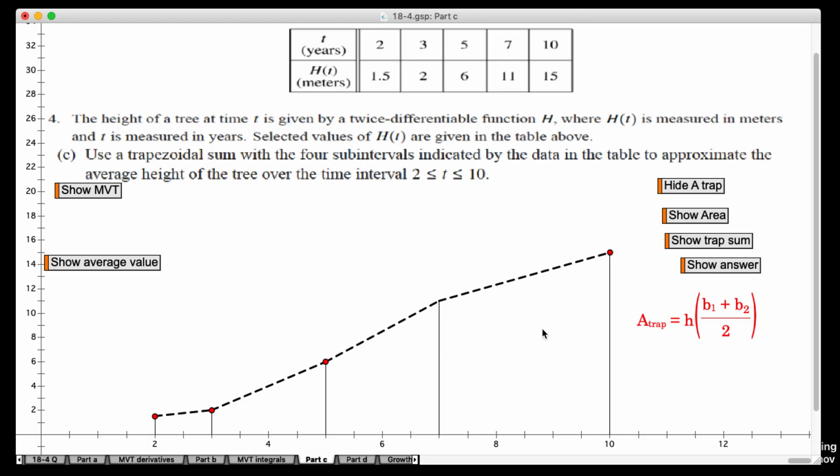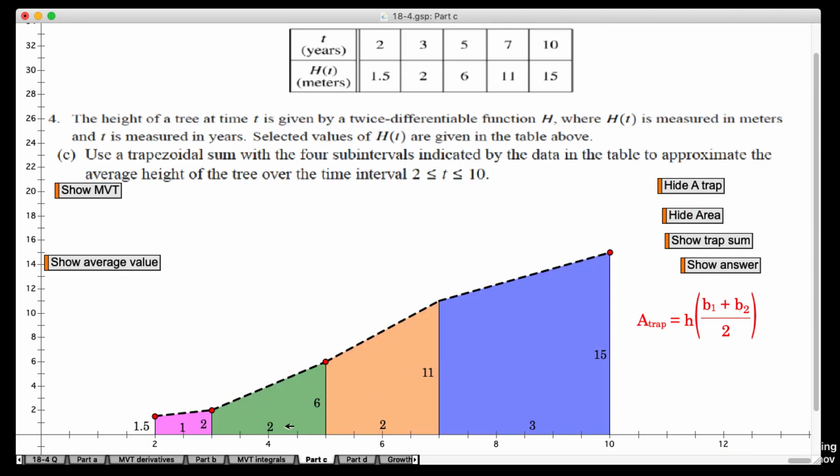So if I want to find the area of this trapezoid here, it would be the height, this value right here, times the average of the 2 bases. So let's look at these areas. I broke it up and they're colored here. So you can see now that all the bases are on here. 2 is the base. 6 is the base. 6 is this base. 11 is the next one. 15 is the next one.